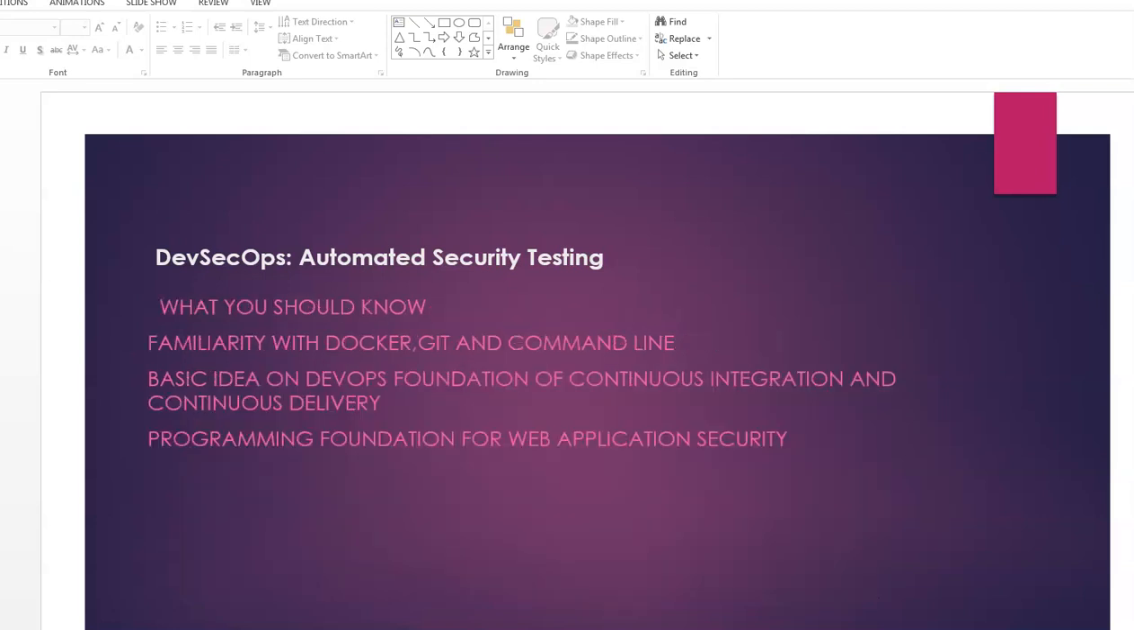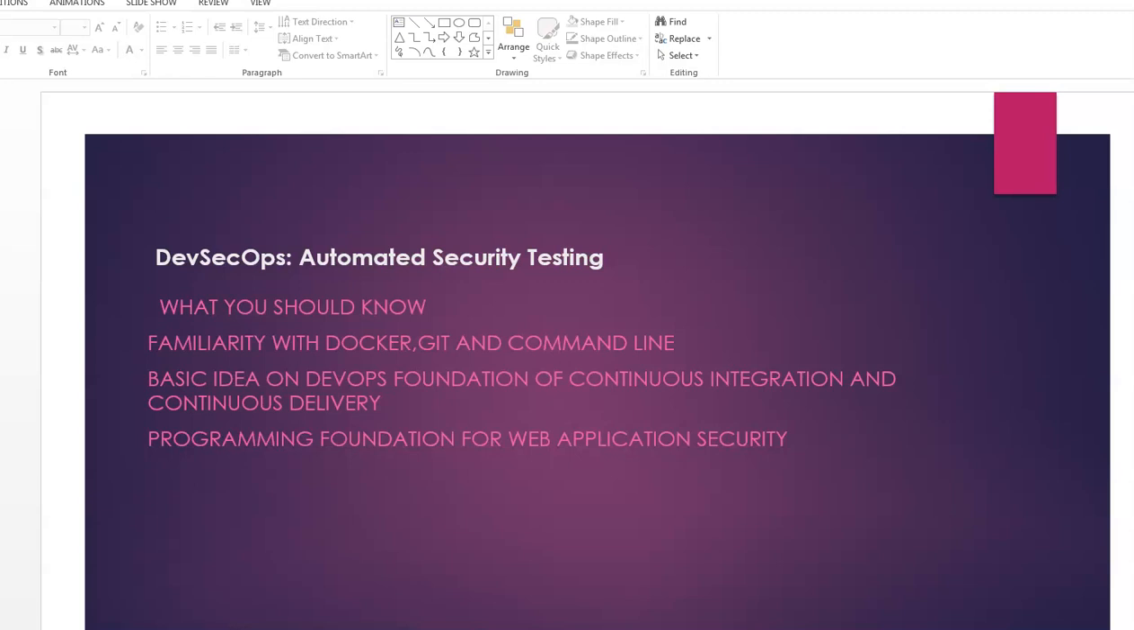Okay, what should we know when we go for DevSecOps? We should have a very good familiarity with Docker, Git and the command line. We also need a basic idea of the DevOps foundation of the continuous integration and continuous delivery process, and the programming foundation for web application security. These are the basic things we have to know when we perform these kinds of tasks.